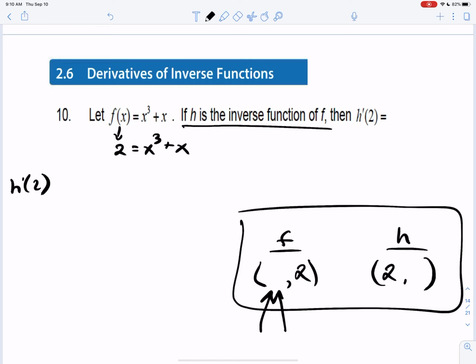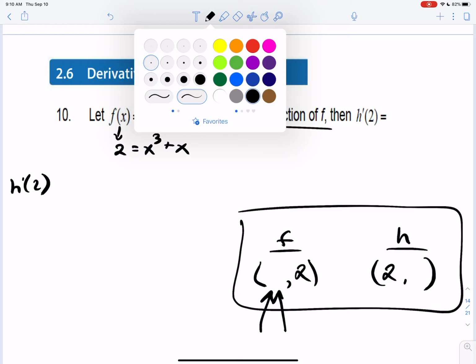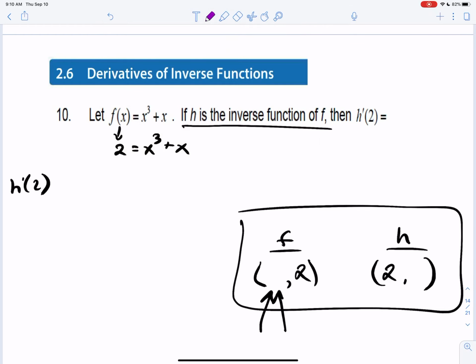This one's pretty easy to spot. Think about what that comes out to. Obviously, it can't be 0, but if x was 1, 1 cubed is 1 plus 1 gives you 2. So that's good. So h prime of 2 is going to be 1 over f prime of that x-coordinate, 1.